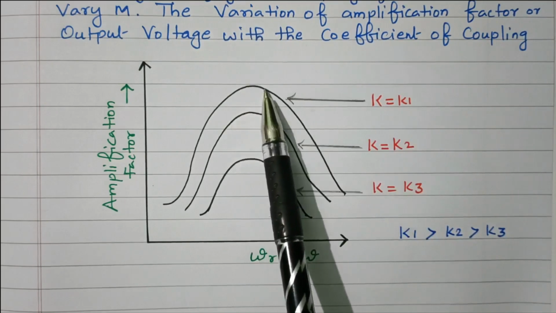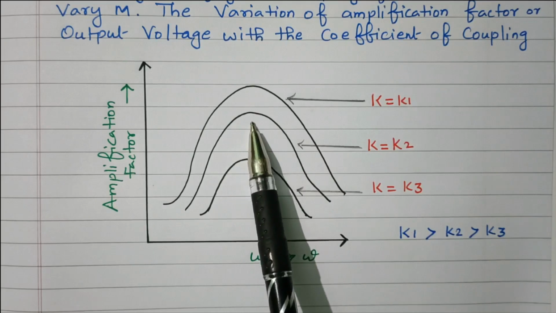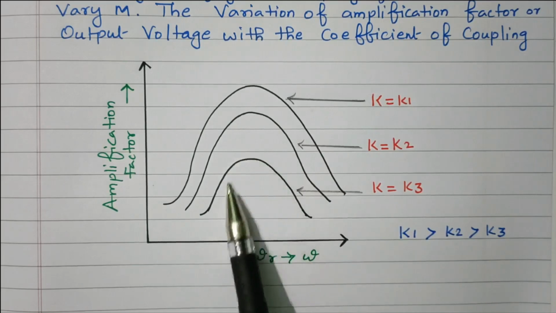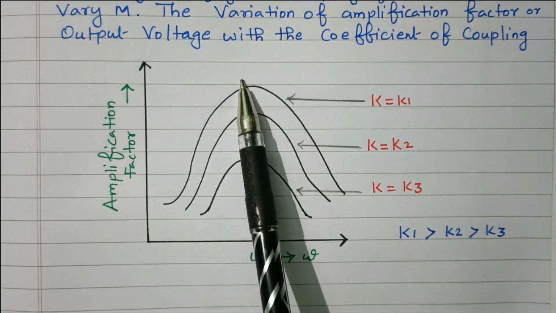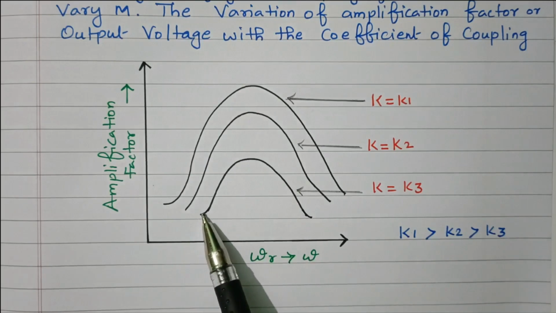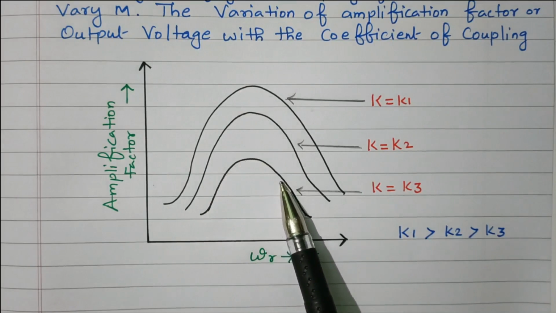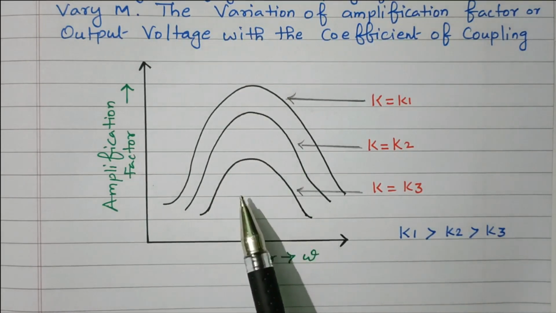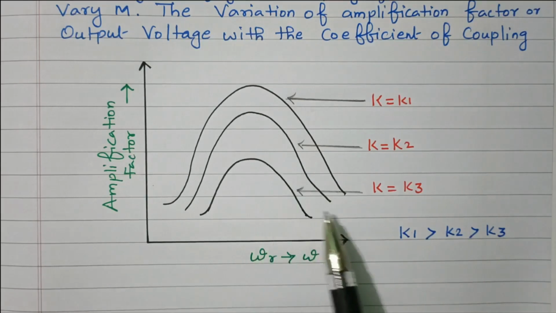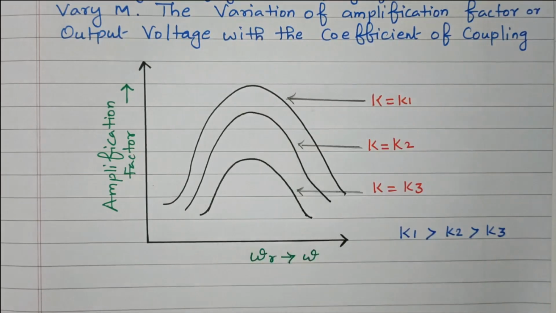We are getting maximum amplification. K2 is lesser, so the amplification factor is also lesser. K3 is very small, so the amplification factor is also lesser. Right. So when K value increases, the amplification factor also increases. Initially it increases slowly. At this point it reaches maximum, thereafter it decreases. For different values of coefficient of coupling, we got different curves, right? When the coefficient of coupling increases, the amplification also increases.